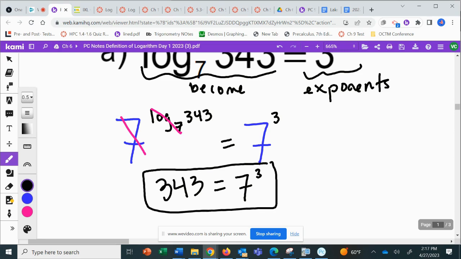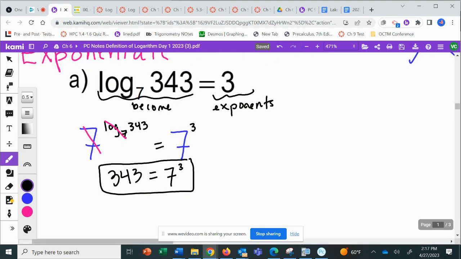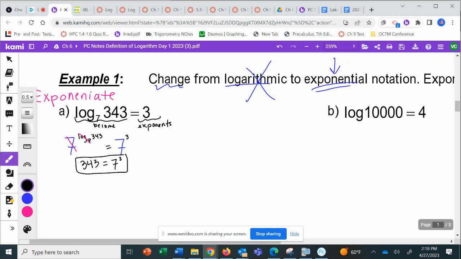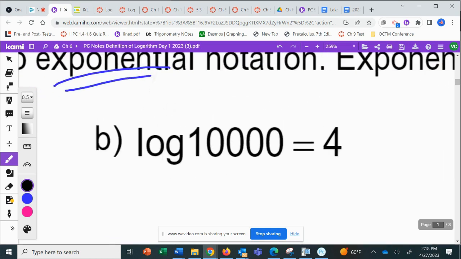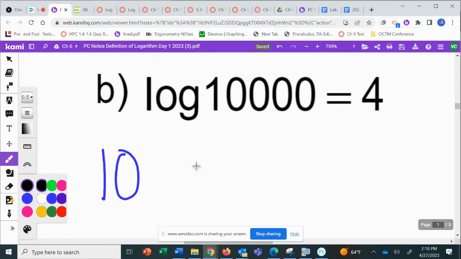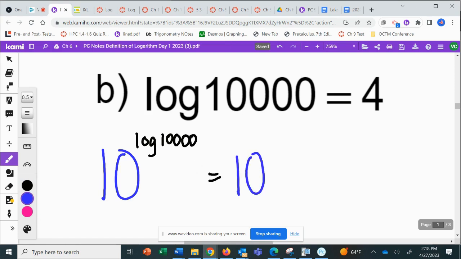This is to practice switching between the forms, which is what we're going to need when we solve equations. So question B, we're going to do a similar thing. First thing I need to know is what is the base? 10. So we're going to exponentiate by putting a base of 10, and log 10,000 is now the exponent. Other side, base of 10, -4 is the exponent.